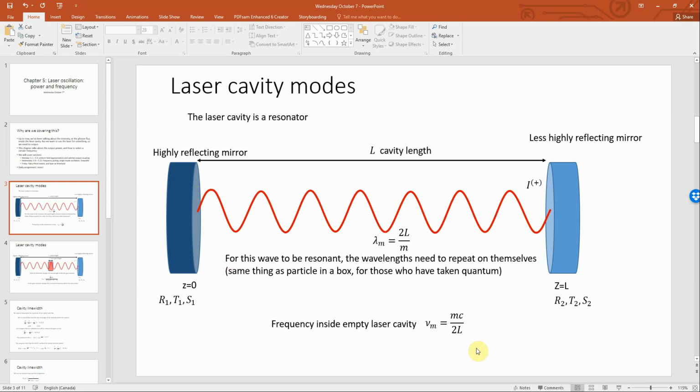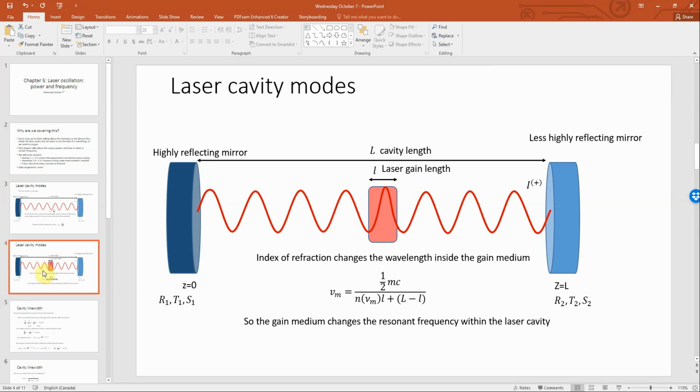That means that the frequency of this mode that's resonant in this cavity is going to be m times the speed of light divided by 2 times the cavity length. So when we talk about modes, these modes are the frequencies that are resonant within the cavity. So lasers can't put out any color that's just within the gain bandwidth of our gain medium. It's quantized based on the resonance of this cavity.